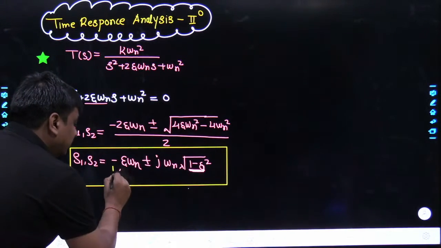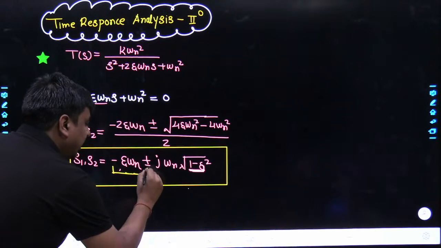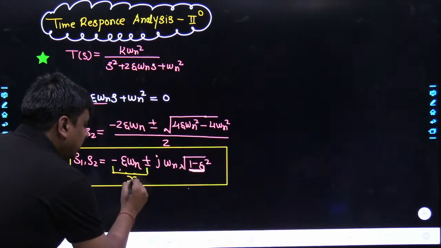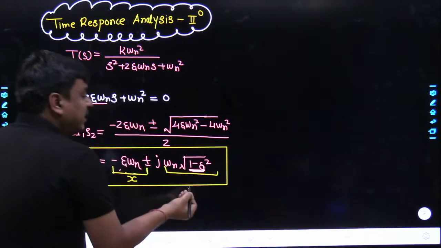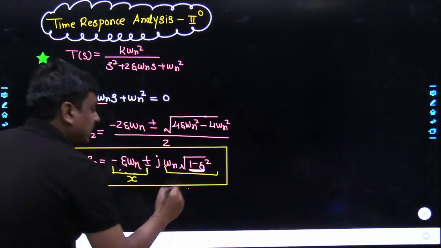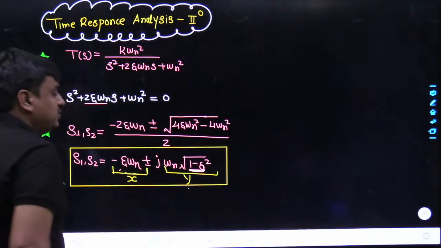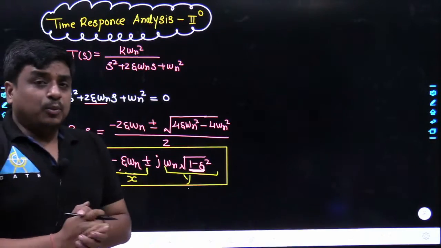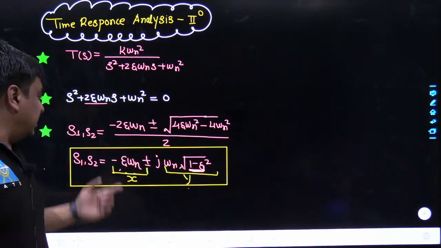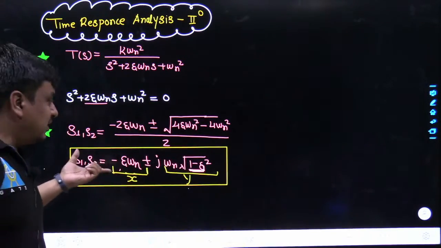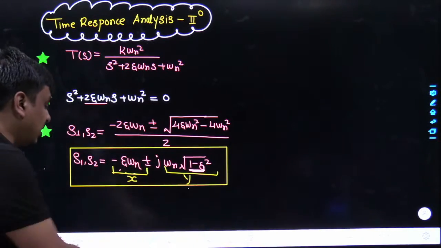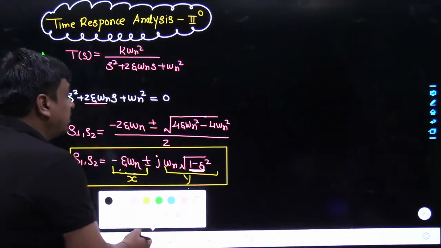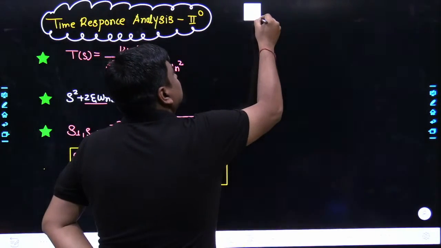I would be assuming minus zeta omega n is the real part. Let's take it as x, and similarly omega n root over of 1 minus zeta square with the plus minus sign as the imaginary part, which is y. Probably you could figure it out or not, but yes, this relationship or this outcome of the locations of the second order system follows a strict relationship of a circle. May I know what used to be the equation of the circle?